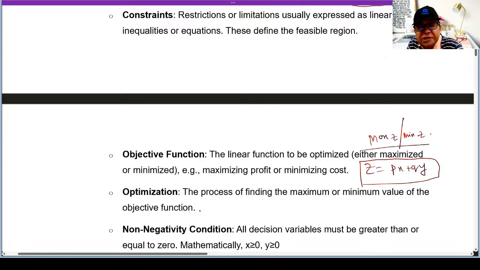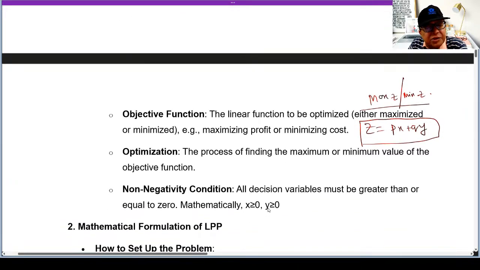Optimization is the process of finding the maximum or minimum value of the objective function. That is called optimization. These terms you all know, but just to make you familiar with them again, so that you don't make any mistake in MCQ also. Non-negativity condition: when you are writing something greater than or equal to 0, then that is the non-negativity condition.